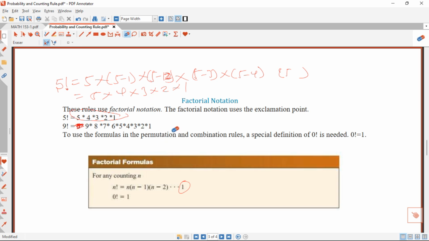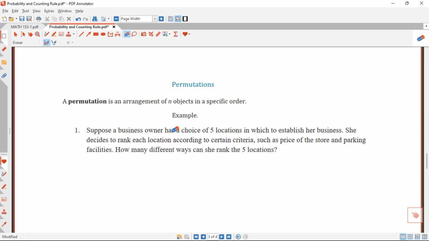So once you have been able to appreciate the factorial notation, let's go to the permutation rule and then the combination rule. But before that, let's discuss what is meant by permutation. A permutation is an arrangement of n observations in a specific order. So here I'm going to arrange our n observations in a specific order. The order is important.